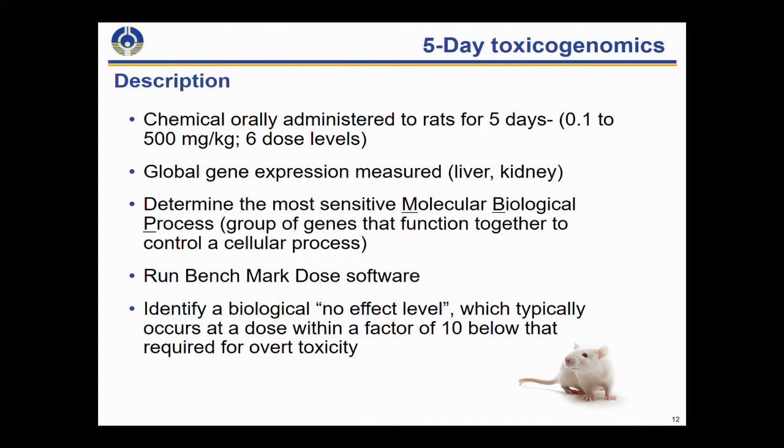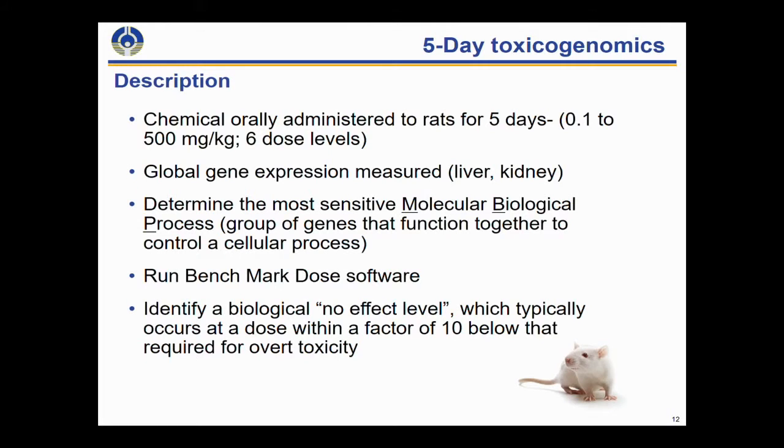So this 5-day toxicogenomics study I'm going to just talk briefly a little bit about. We used 6 dose levels from 0.1 to 500 milligrams per kilogram. Again, we measured liver and kidney global gene expressions, and we determined what is called the most sensitive molecular biological process, which was a group of genes that functioned together to control a particular cellular process. We run benchmark dose software on these things. It's a way of determining where the dose response really rises out of the uncertainty, and you can actually measure that something is really going on.